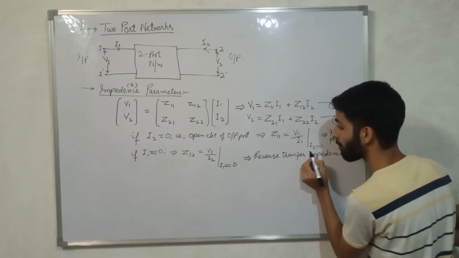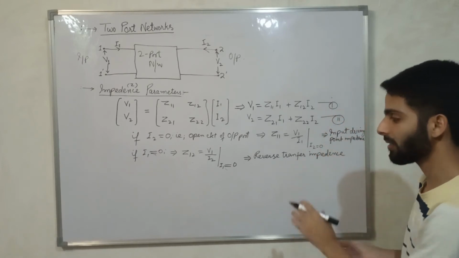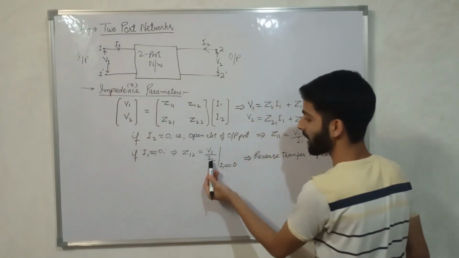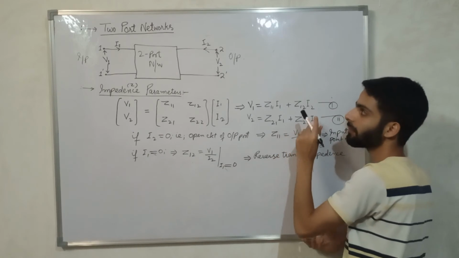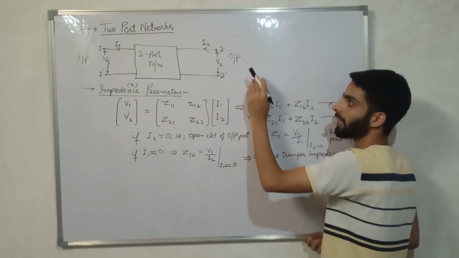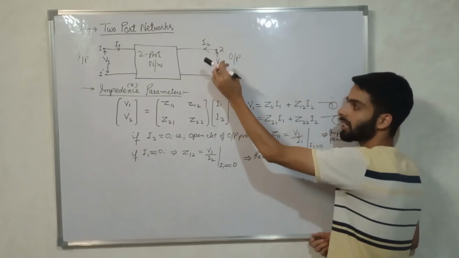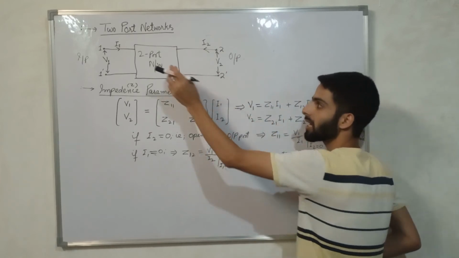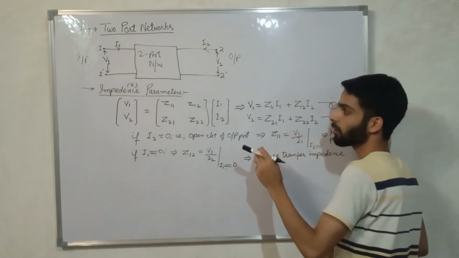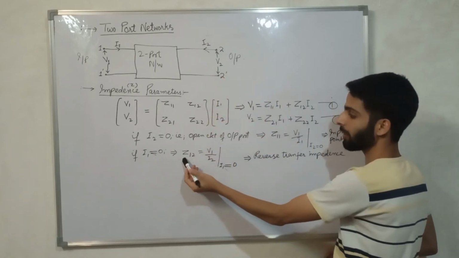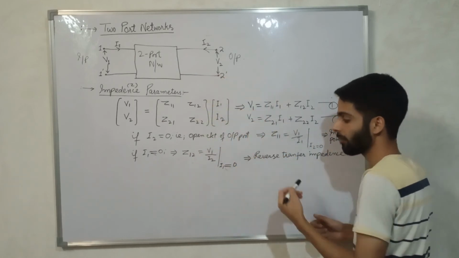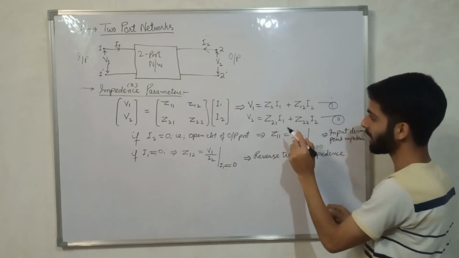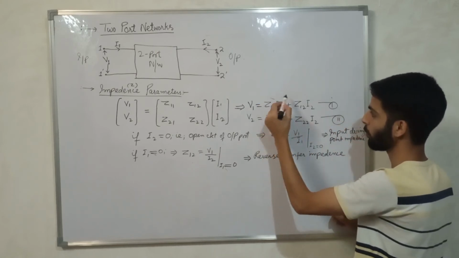Why reverse transfer impedance? Because here the voltage V1 and current I2. If we see from this side, the voltage was this one, but in our numerator the voltage given is that one. So this impedance will be reverse side impedance, reverse transfer impedance. In a similar way, we have done both those things.